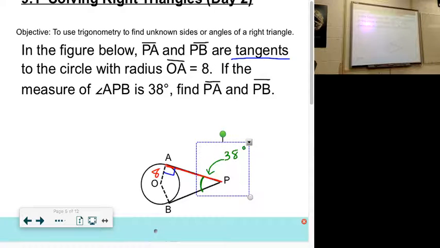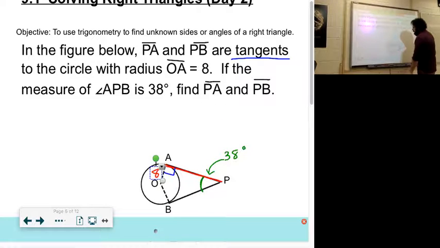So those are the tangent segments. They're congruent to each other, right? All the information we have here is the 38-degree angle and this 8 radius. We also know that that's a 90-degree angle when I sketch the radius in to the point of tangency.